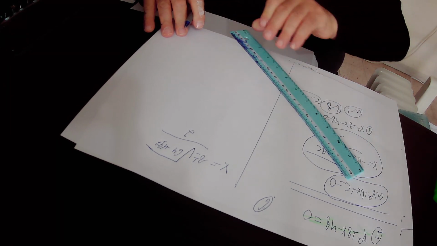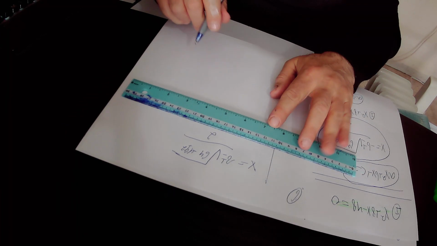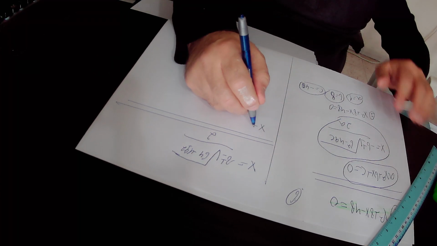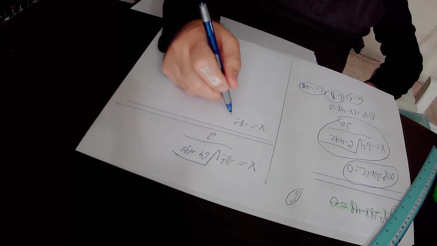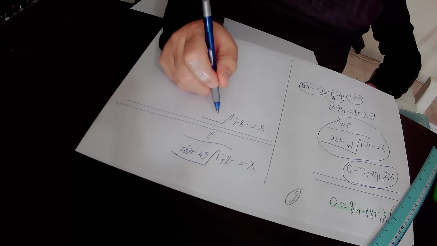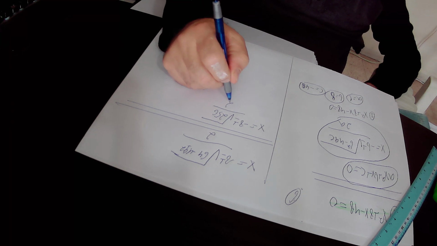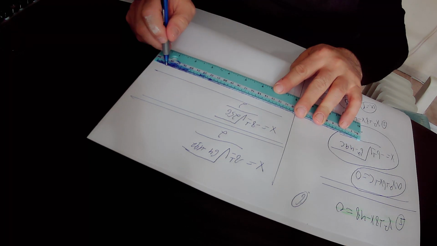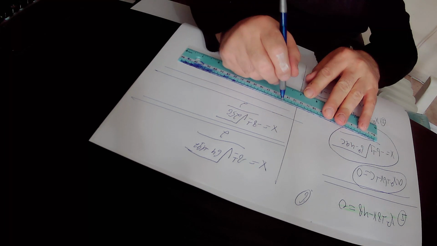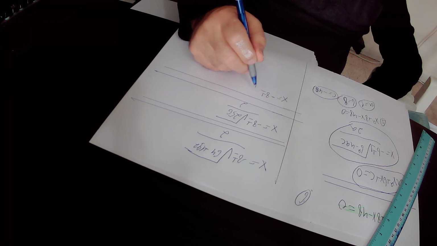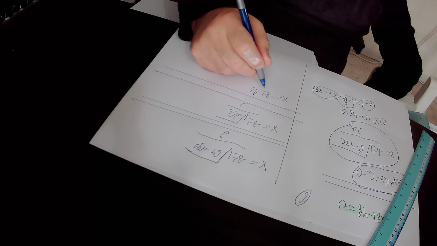So actually we found out that x equals minus 8 plus minus, and inside the root we have 64 plus 192. 64 plus 192 is 256, divided by 2. So we found out that x equals minus 8 plus minus, and the square root of 256 is 16, over 2.